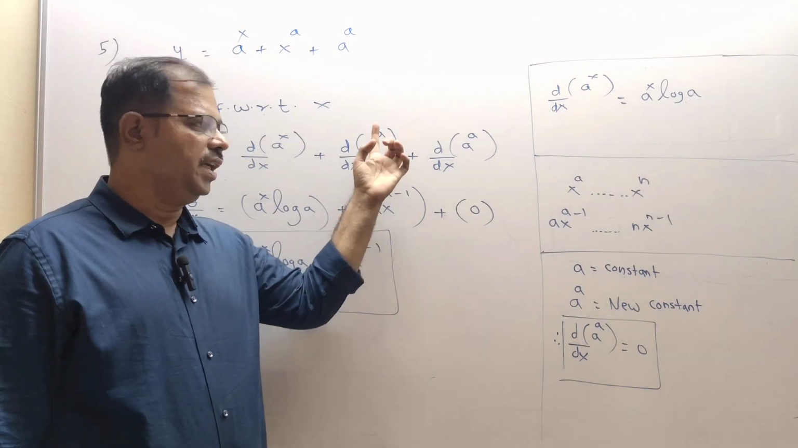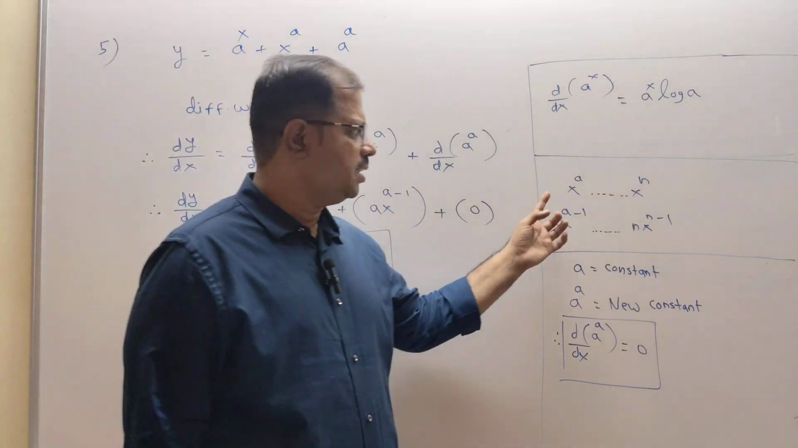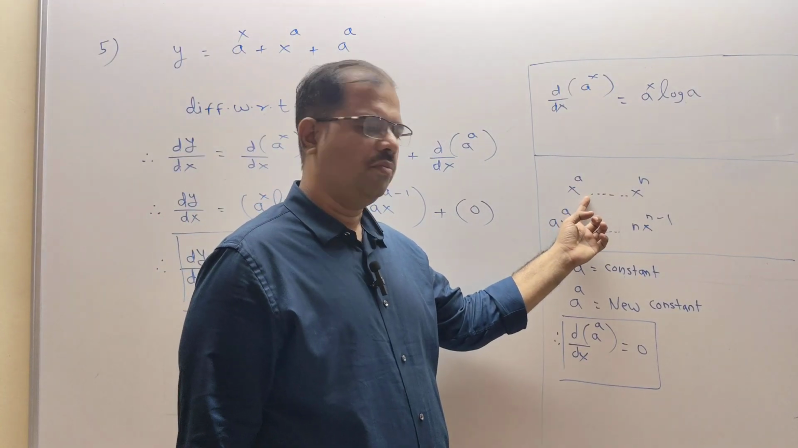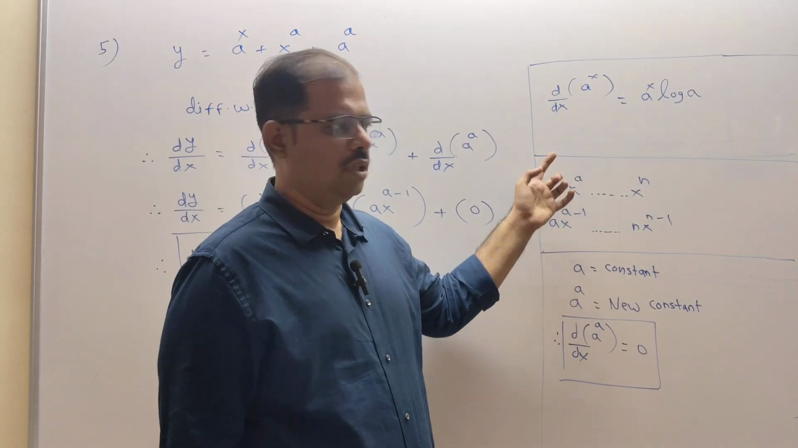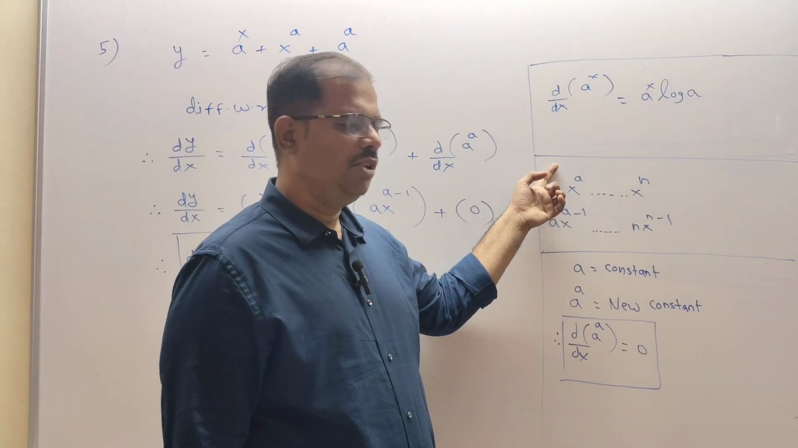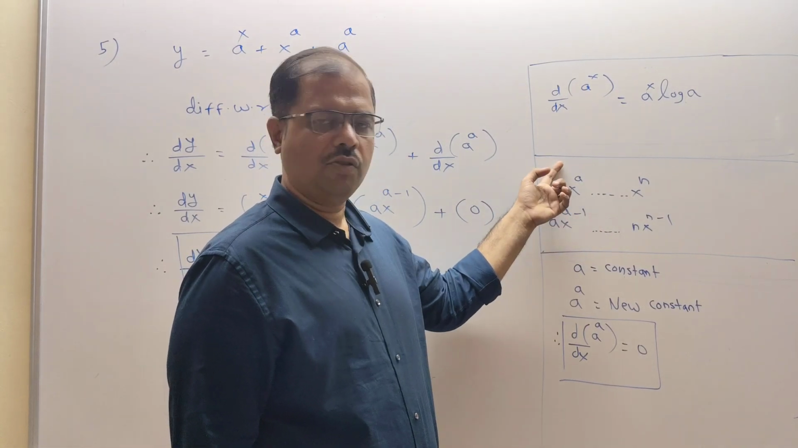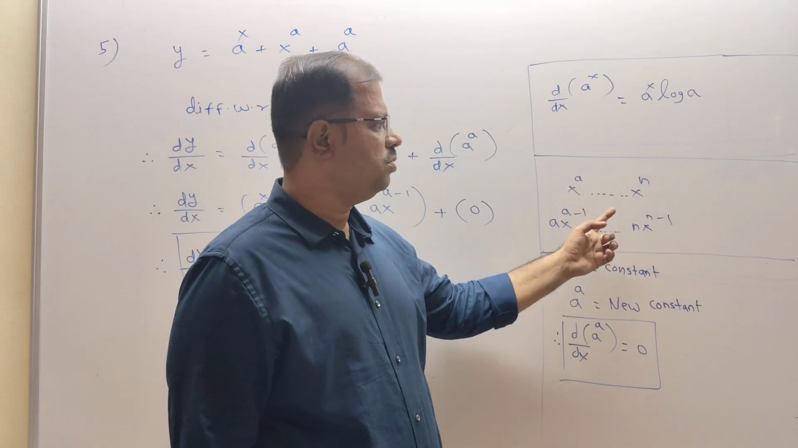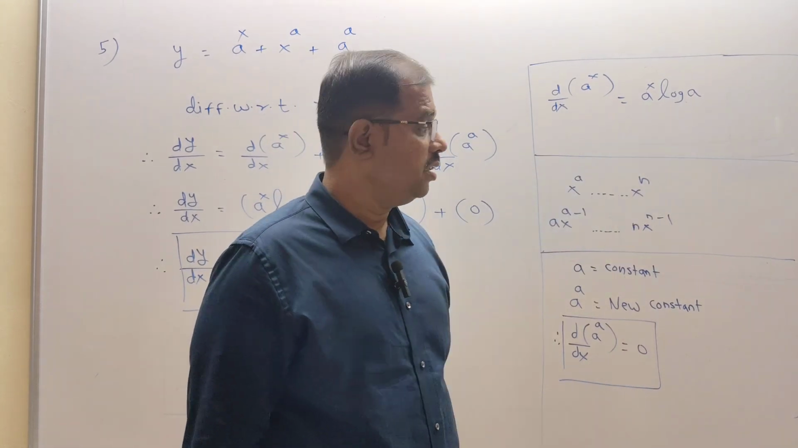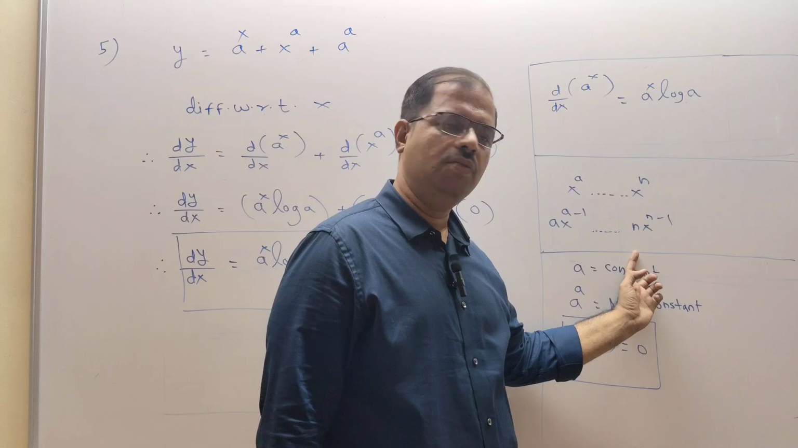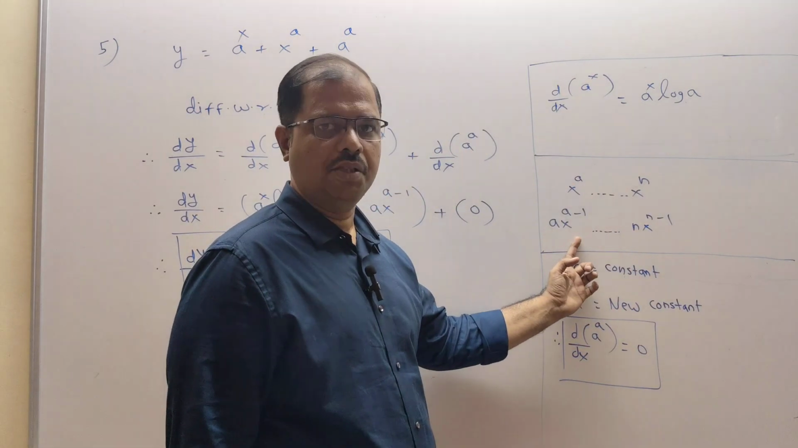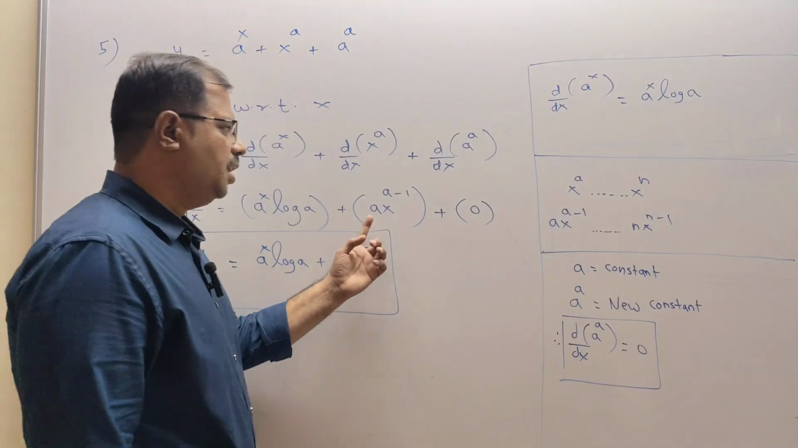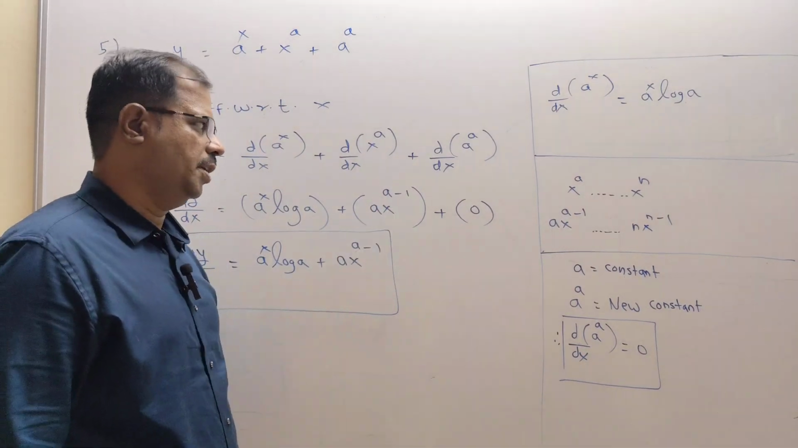But in case of x raised to a, this term is of type x raised to n, variable raised to constant. x means variable, a means constant. Variable raised to constant means we have to use the x raised to n formula. What is the x raised to n formula? n into x raised to n minus 1. Therefore, a into x raised to a minus 1.